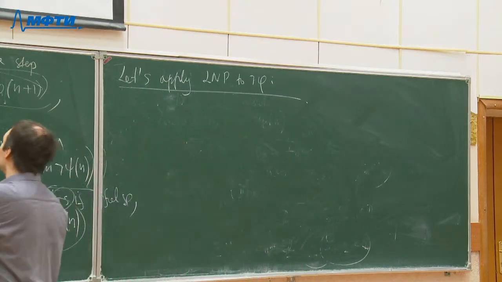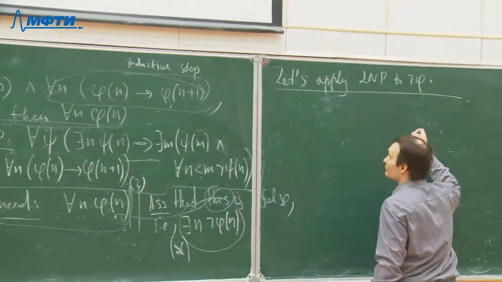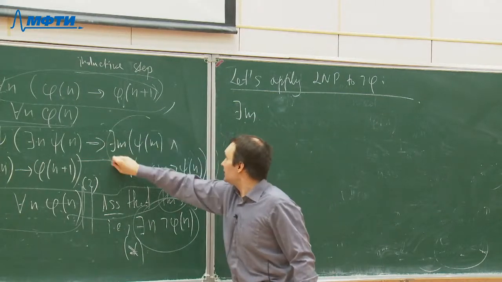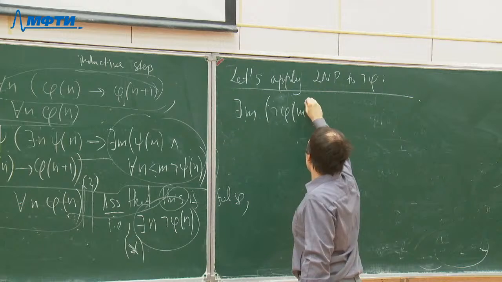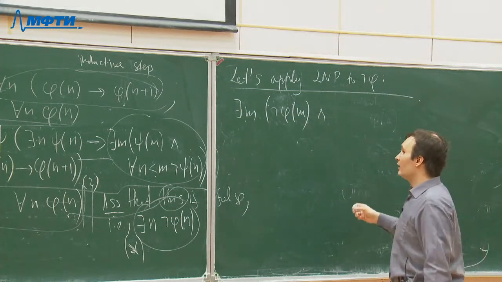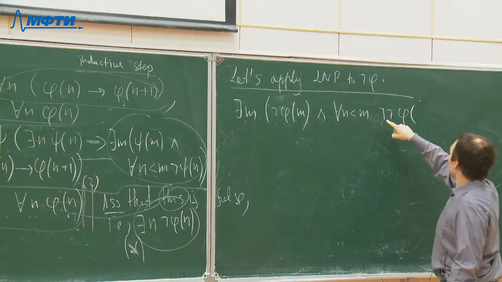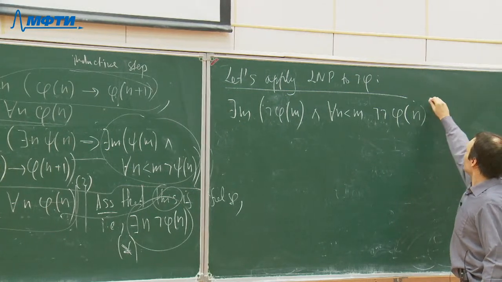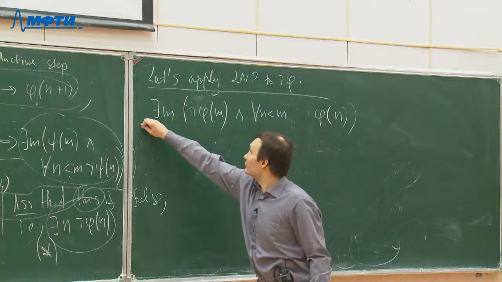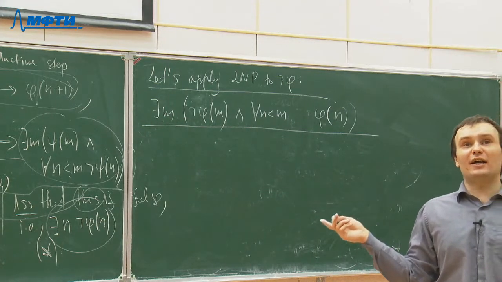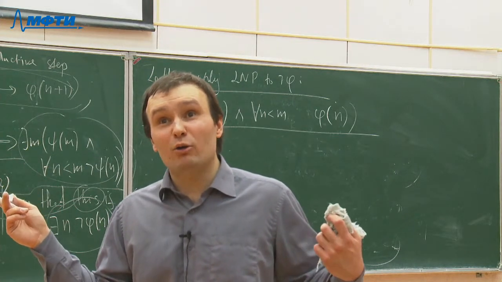So we know that there exists some n satisfying not phi. What does it mean by LNP? That means that this should be true for not phi. There exists m so that it doesn't satisfy phi, but every less number satisfies not phi. But what does it mean not phi? That's phi. Ha! Now we have got such a conclusion. Now let's analyze which number this m could be.